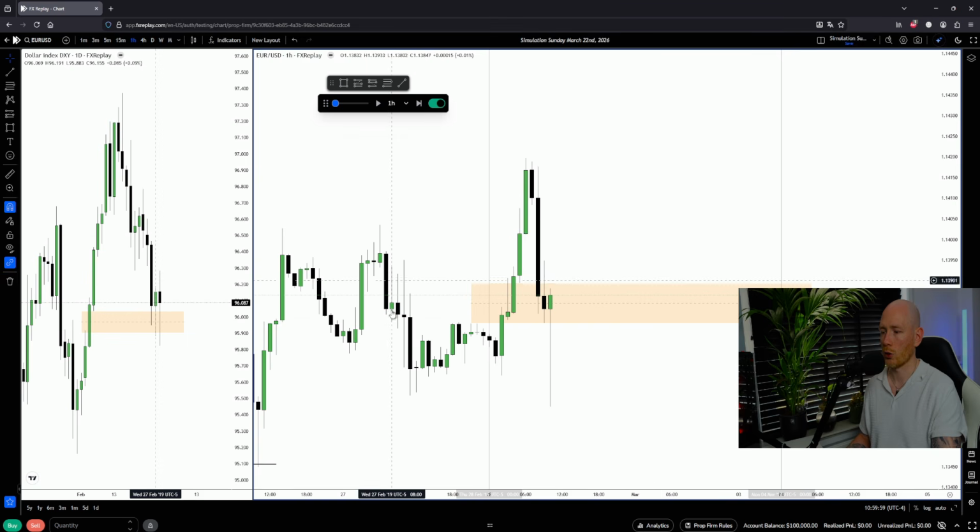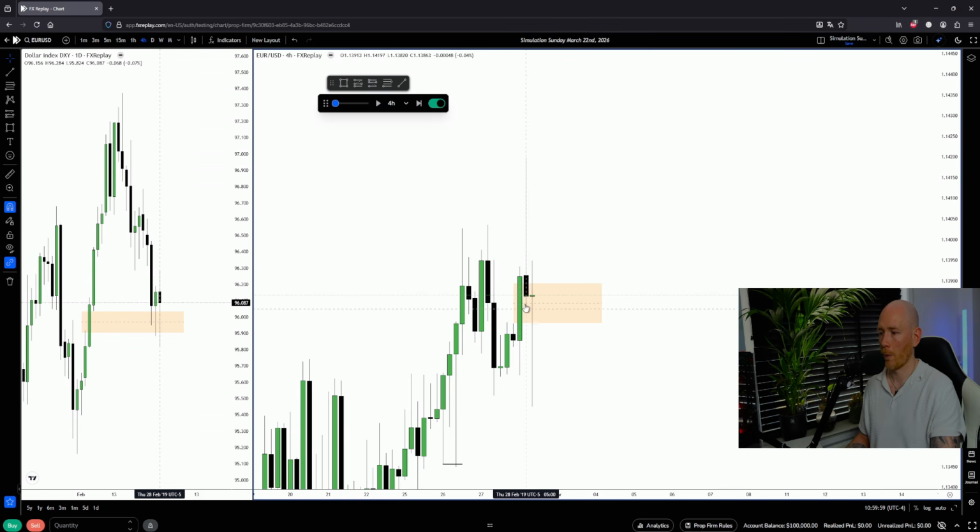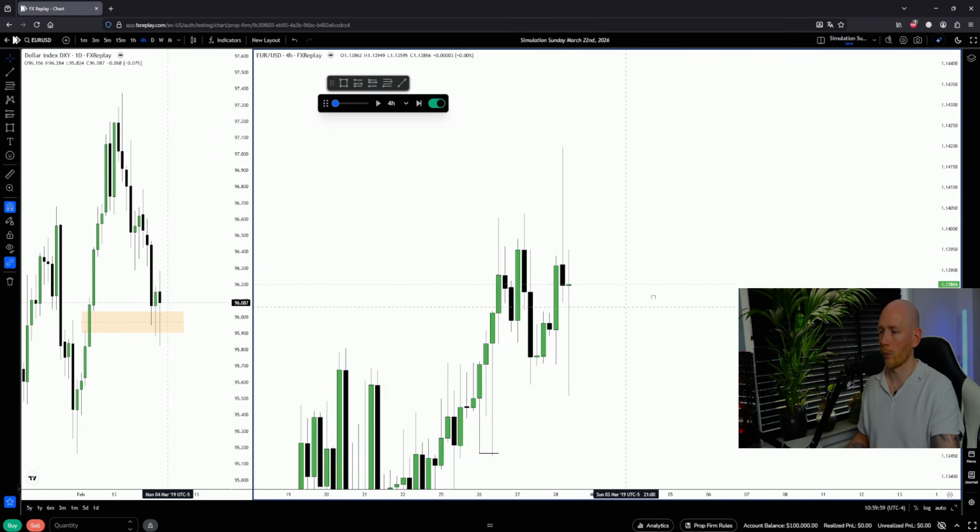Okay, so there was no setup here. I'm not gonna straight up enter a 4 hour fair value gap, right? Because there's a fair value gap. Wait, this is the 1 hour, I guess. Oh, the candle didn't close yet, I guess. Okay, yeah, that's fine.